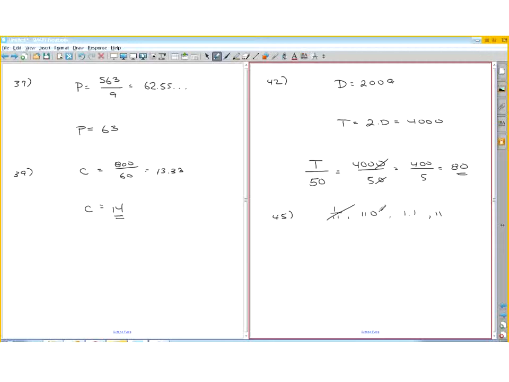110 yards per catch. Obviously, that's more than a football field. 1.1 yards per catch, that's not very good either. So if the guy's a professional football player, he's going to have at least 11. So just from that perspective, you would know the answer.